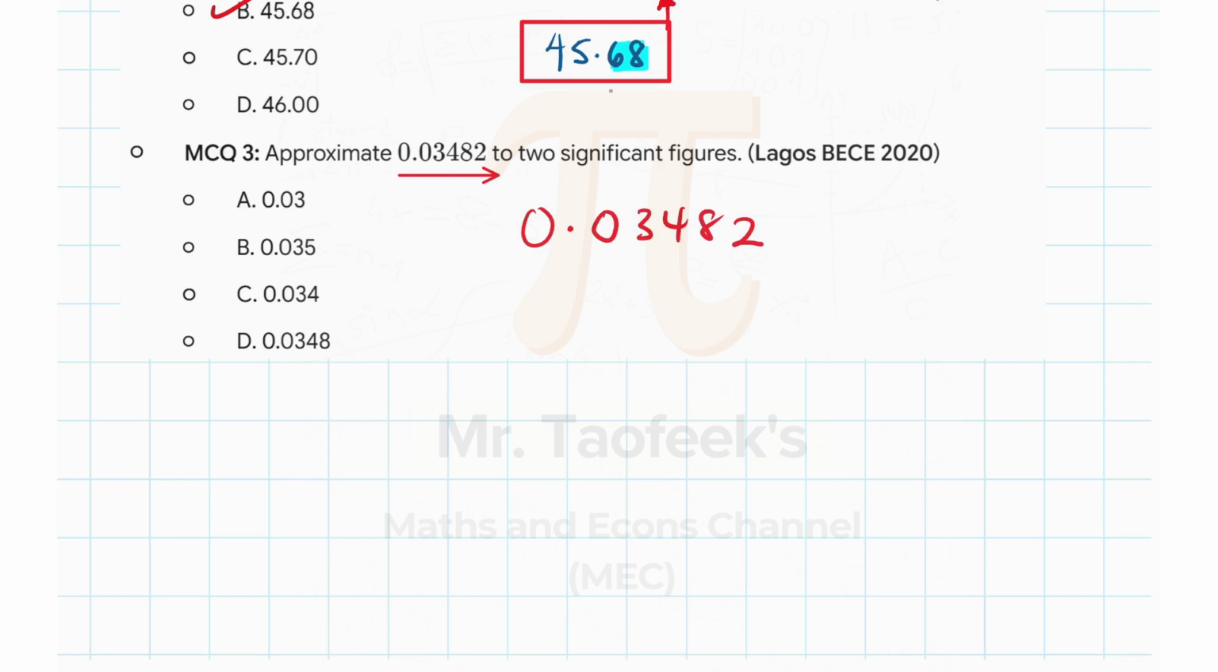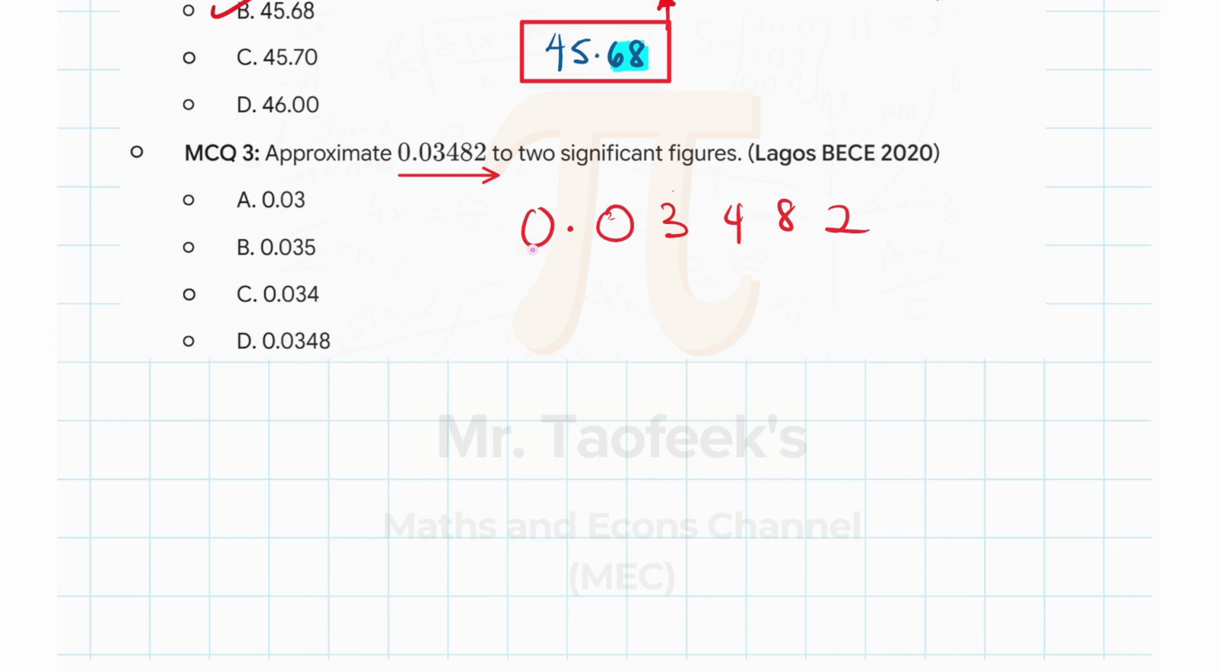Take 0.03482. The zeros here are not significant, because significant figures start from the first non-zero digit from left to right. Our first non-zero digit is 3, so that is our first significant figure, then the second significant figure, then the third. Let me write this number so I can space the digits out better: 0.0348 and 2. Yes, this is better. So this is not significant.